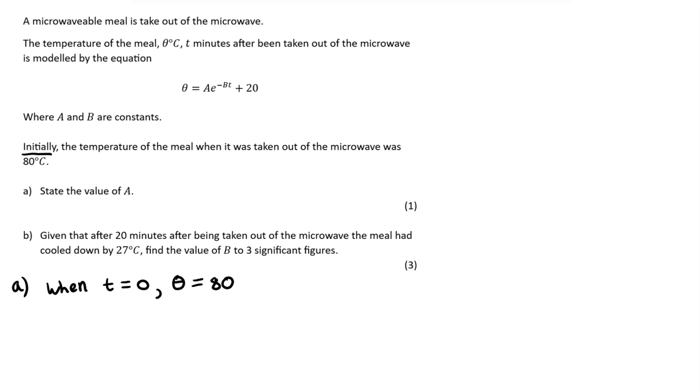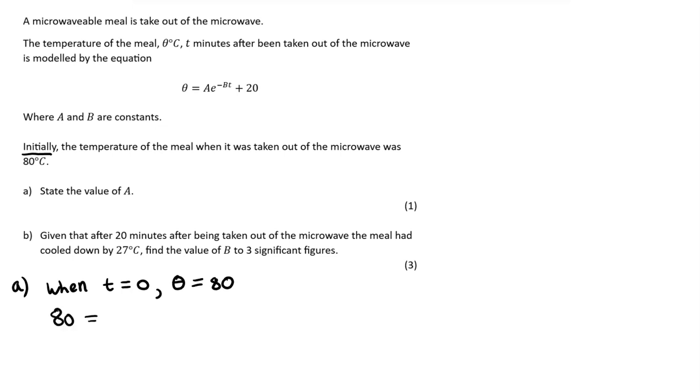And I just always find it helpful to extract the words and put it into something that's quite nice and simple. Okay, if you just got told, oh, sub in t is 0, theta is 80 to find what A is, you go, oh, okay, that's fairly straightforward. So let's go ahead and do that. We know that theta is going to be 80.